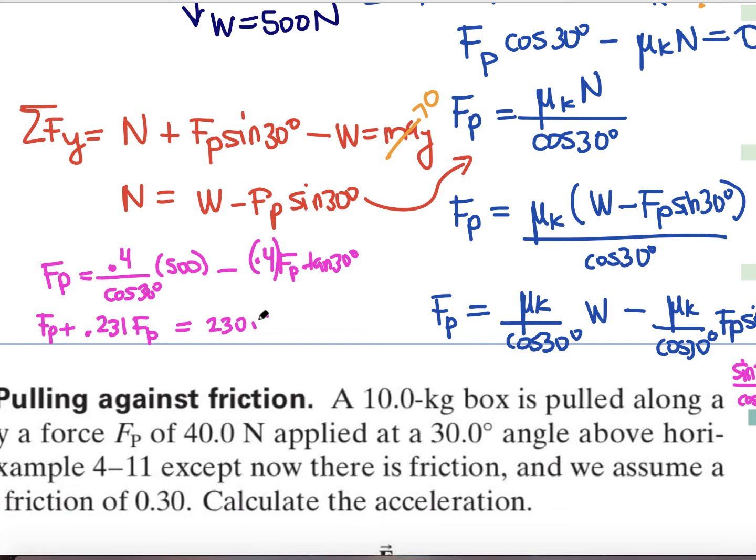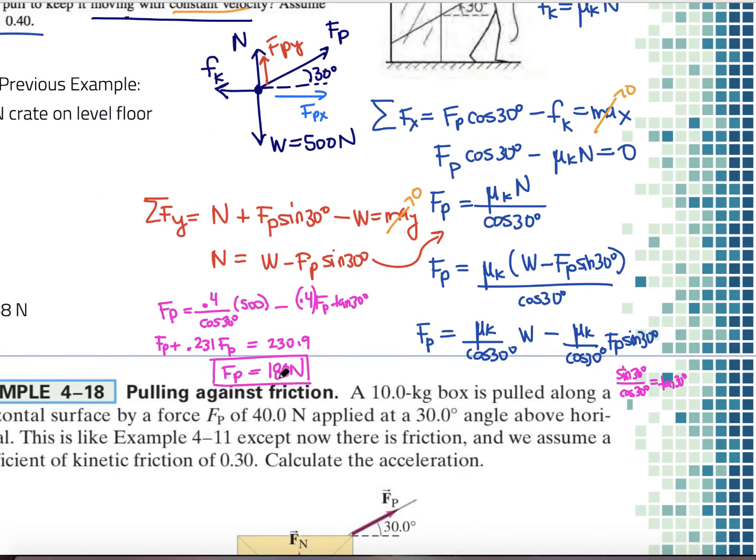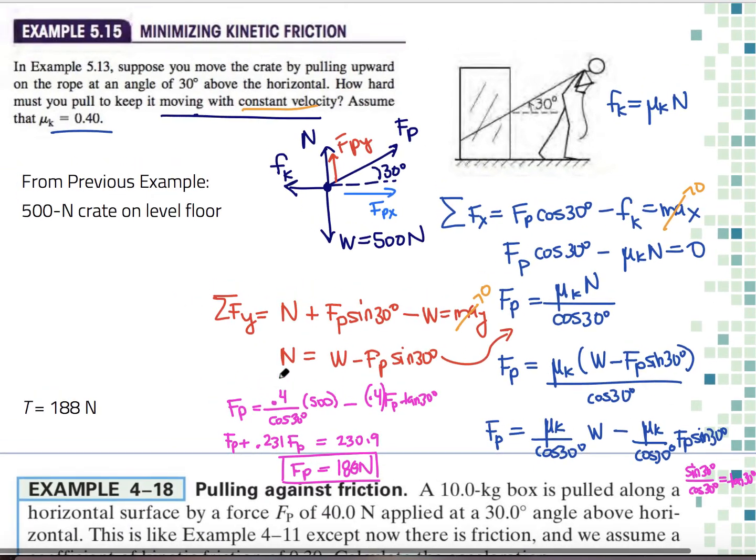230.9. So now I just add that together, so I divide by 1.231, and I find that my pulling force is about 187 or 188 newtons. So this is a rather long problem, but what we see is it's essentially applying Newton's second law and solving a slightly more complicated system of equations.